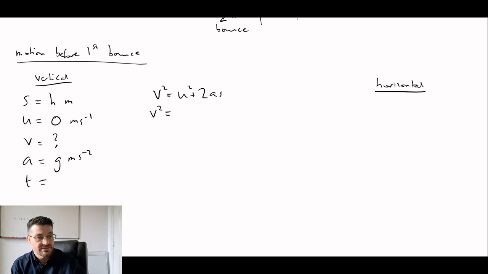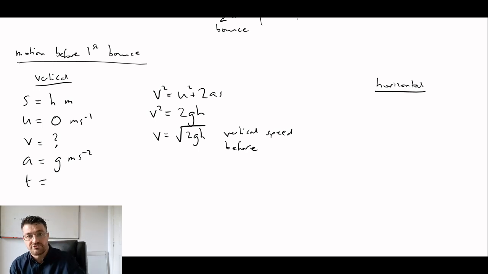You can tell I'm a novice at this. v squared is equal to 2gh, and therefore v is equal to the positive square root of 2gh. So this v equals the square root of 2gh is the vertical speed immediately prior to the first bounce.